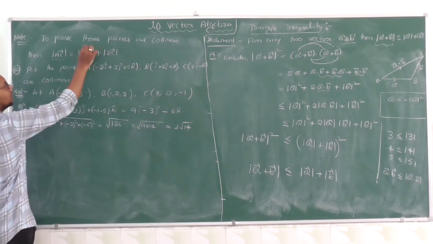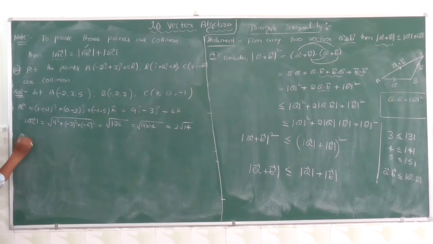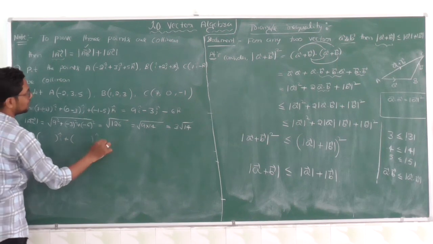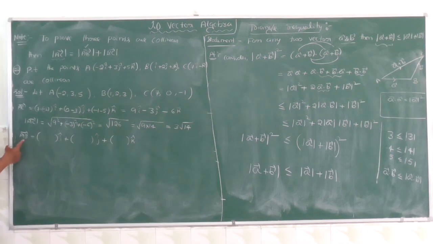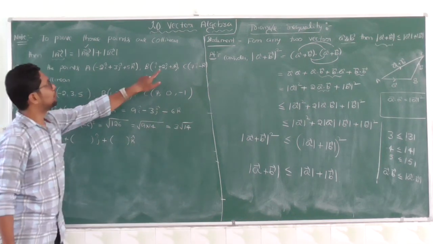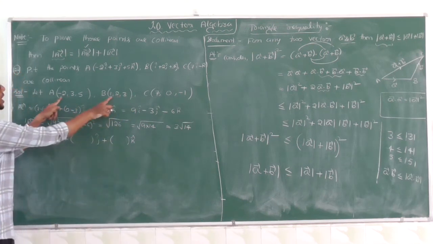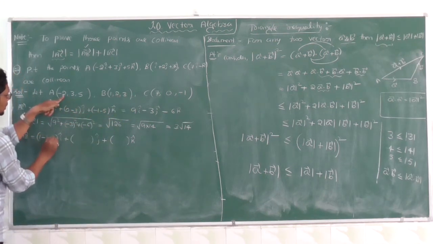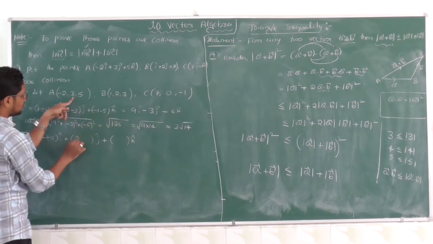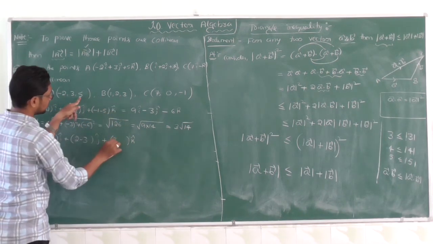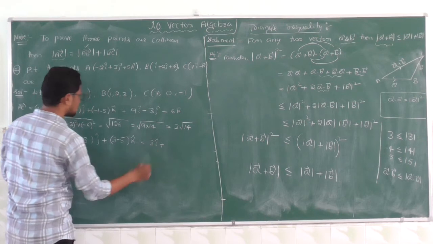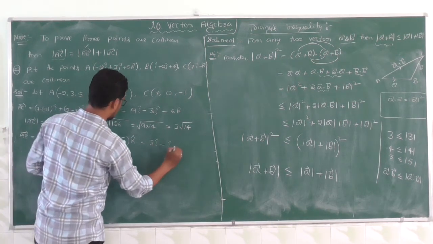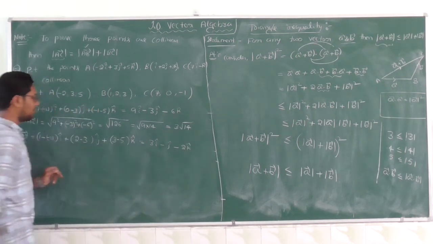Next, let us find the AB vector. AB vector equals B minus A. B minus A we have to find. 1 minus of minus 2, next 2 minus 3, next 3 minus 4. That is equal to 1 minus of minus 2 is 3i plus minus j minus 2k. It is the AB vector.